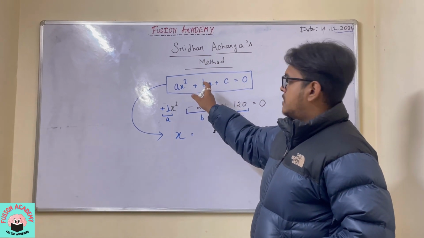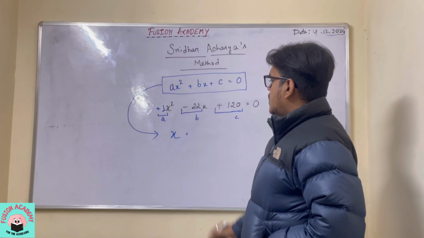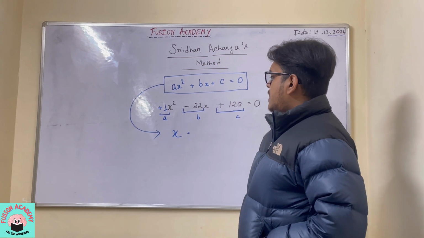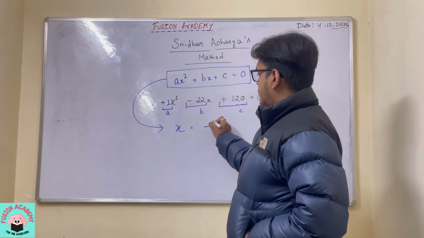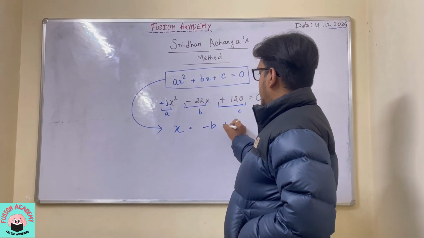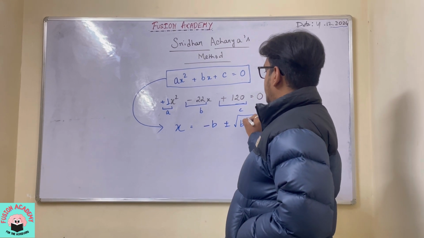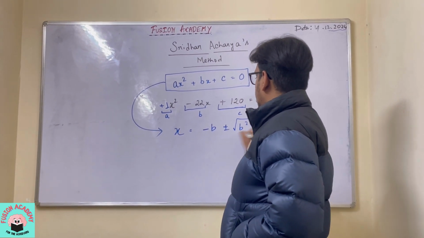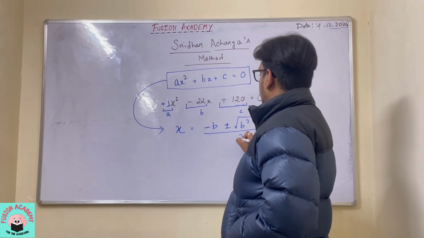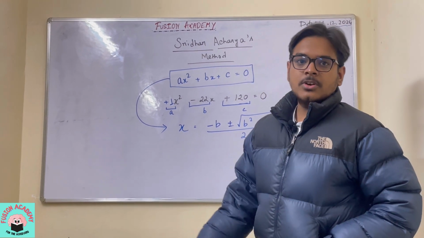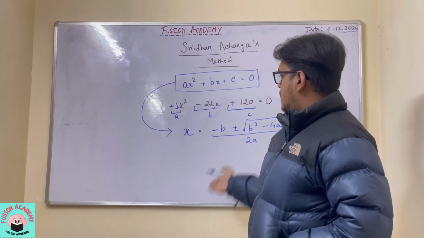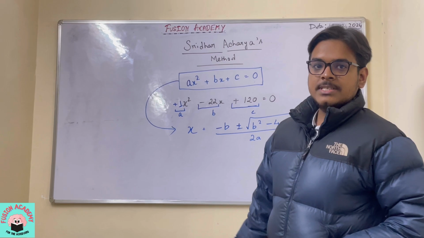So now that we have the values of a, b and c for this equation, for the general equation the process to find x will be minus b plus minus square root of b square minus 4ac, by 2a. Now you have got all the values a, b and c. Put them in this formula and you will obviously find the answer.